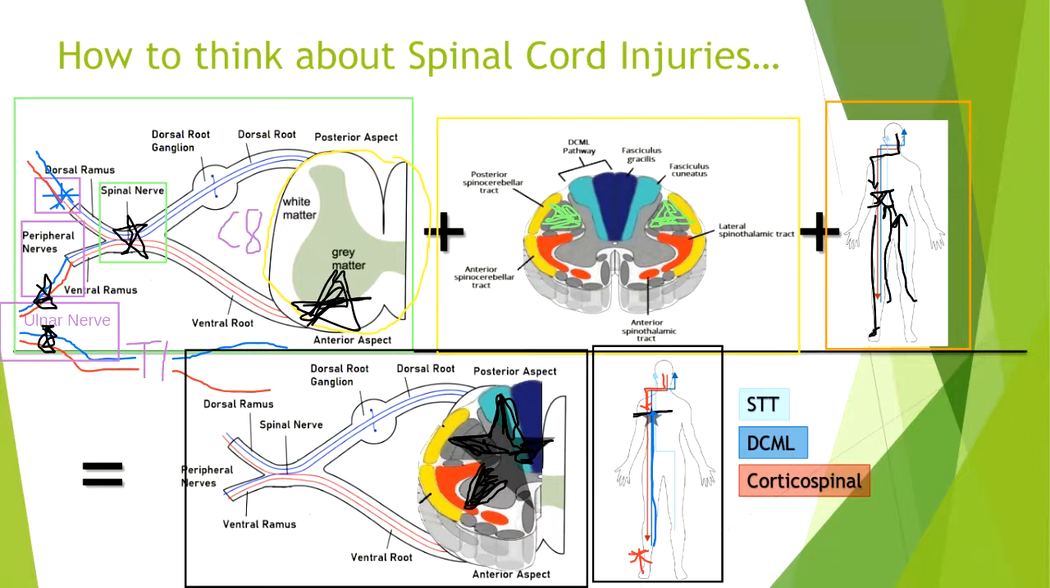If we now look at the spinothalamic tract, which I'm going to do in purple, and I will just update that on the legend, so spinothalamic in purple. We can see that the spinothalamic tract actually decussates at the point of entry. So as soon as your spinothalamic comes into the spinal cord, it crosses over immediately.